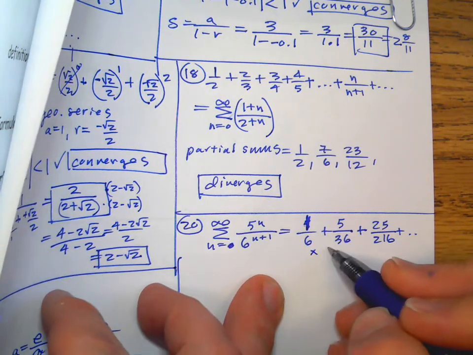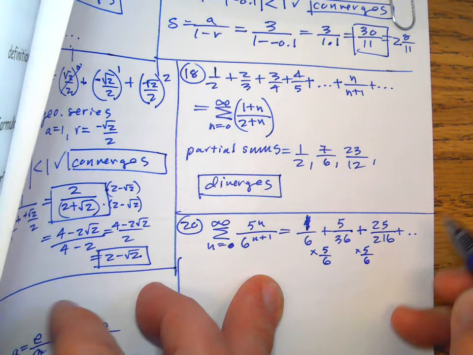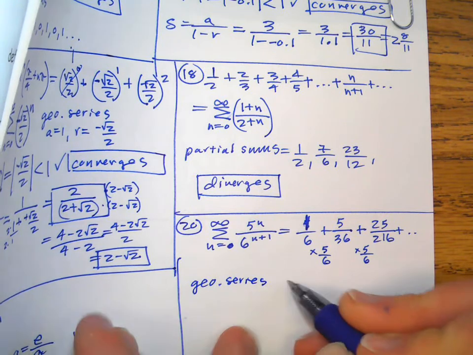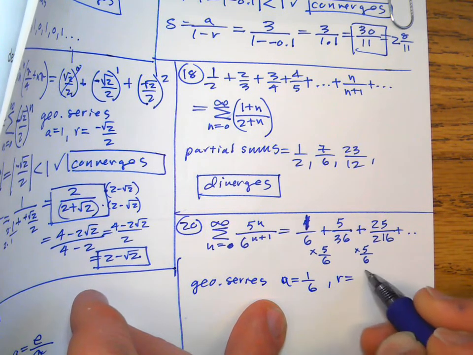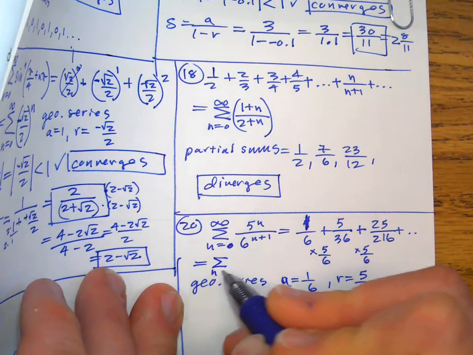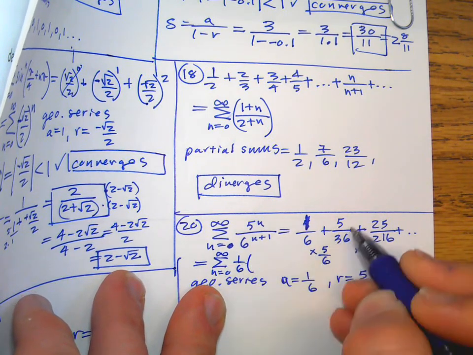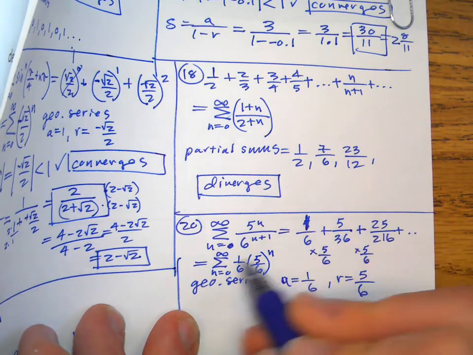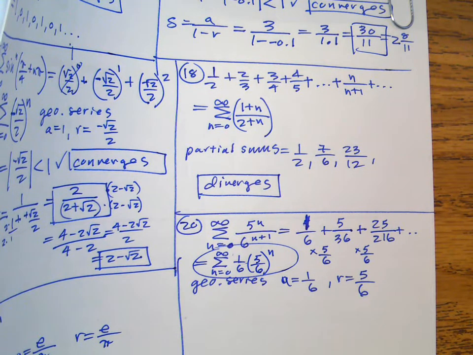We're multiplying by 5 over 6 every single time. This is a geometric series where a equals 1/6 and r equals 5/6. Now, you could write this a little more like a geometric series, where the first term is 1/6 and the r value is 5 over 6, raised to the n power. This is the same thing. And that looks a little more like the way we might write a geometric series to start with.